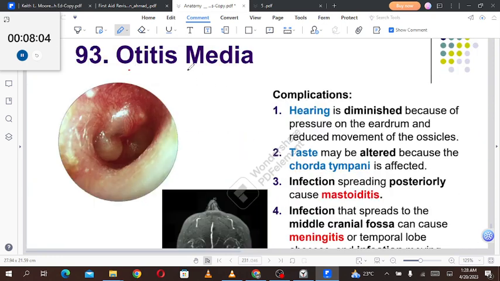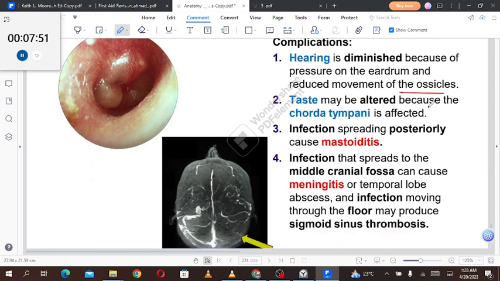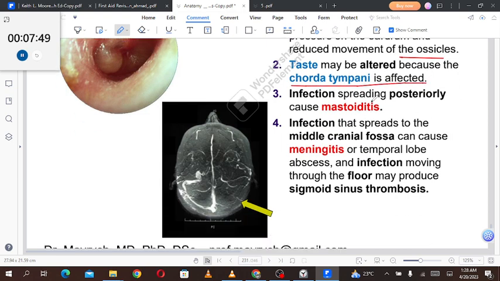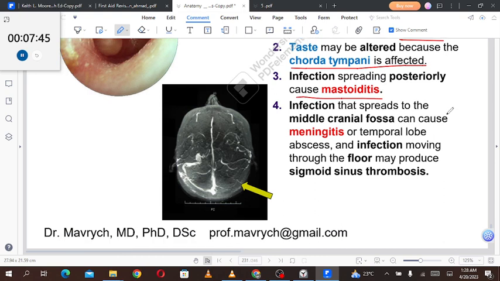Point number 93 is about otitis media. Otitis media is basically the inflammation of the middle ear. The complications include diminished hearing because of pressure on the eardrum and reduced movement of the ossicles. Taste may be altered because the chorda tympani is affected. Infection spreading posteriorly causes mastoiditis. Infection that spreads to the middle cranial fossa can cause meningitis or temporal lobe abscess, and infection moving through the floor may produce sigmoid sinus thrombosis.